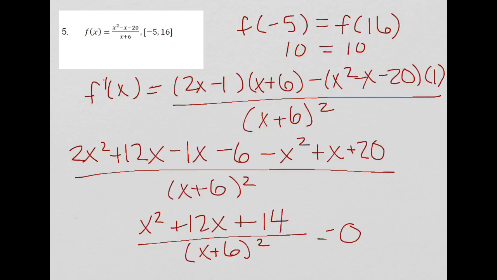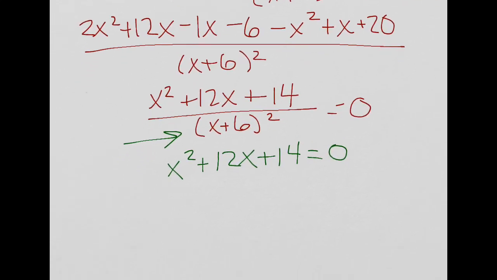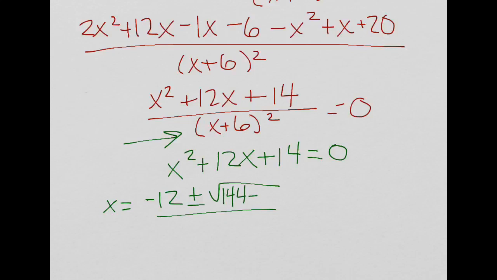Okay, so since this is a rational function, I don't care about the denominator unless it causes me problems at my solution. But negative 6 is outside my interval, so I don't care about that. So I need to set the numerator to 0, and it is tempting to try and factor that. I can't think of anything to factor it to, so I'm going to try the quadratic formula. So negative b plus or minus the square root of b squared minus 4ac, all over 2a.